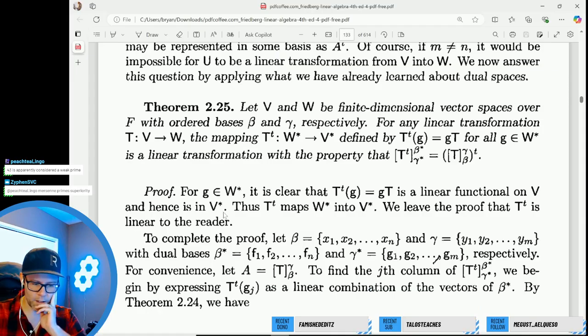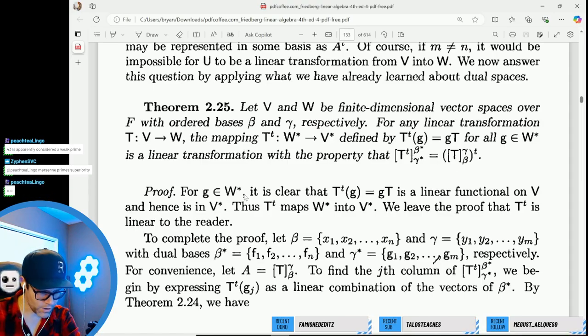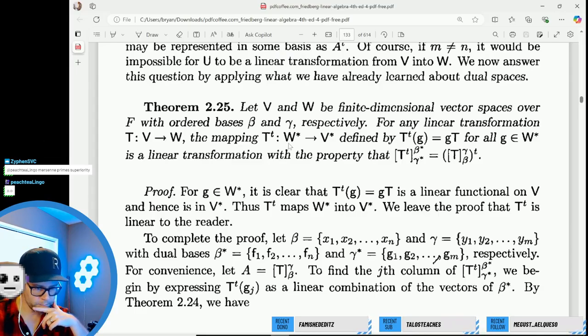I'm going to read a little bit of the proof. I'm more curious about if they have an example. I just want to see how they use this. So for g in W star, right? So g has to be a linear functional. What would this mean?